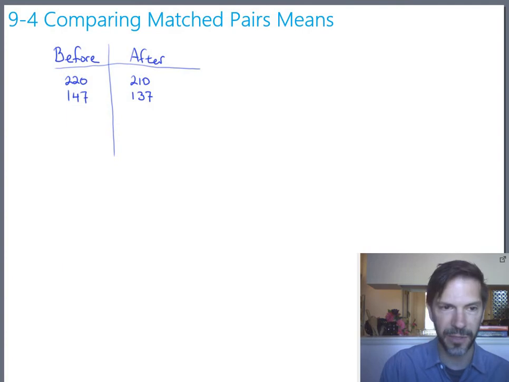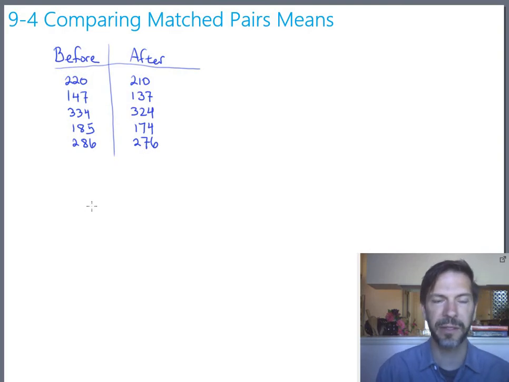And I've got three more people. This person was at 334 and they went to 324. This person was at 185 and dropped to 174. And this person was at 286 and dropped to 276. Okay, so you can just take a look at these weights before and after, and just intuitively, don't overthink this. Just tell me if you think the diet works.